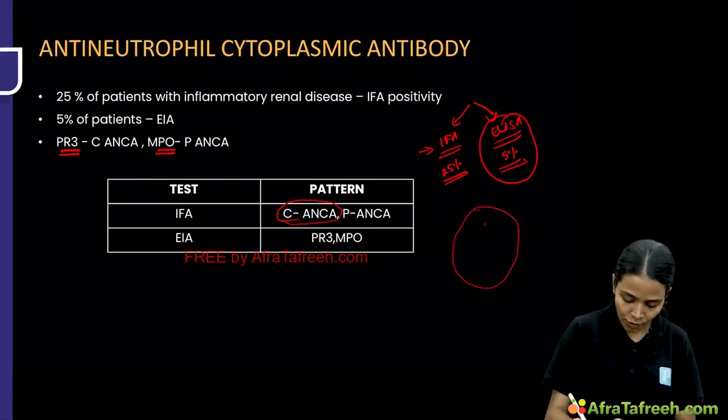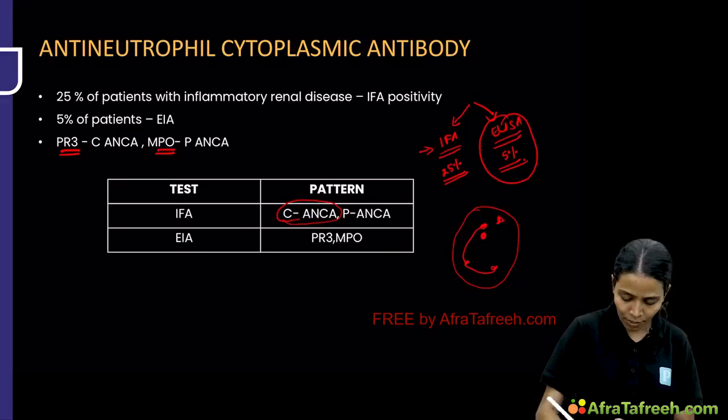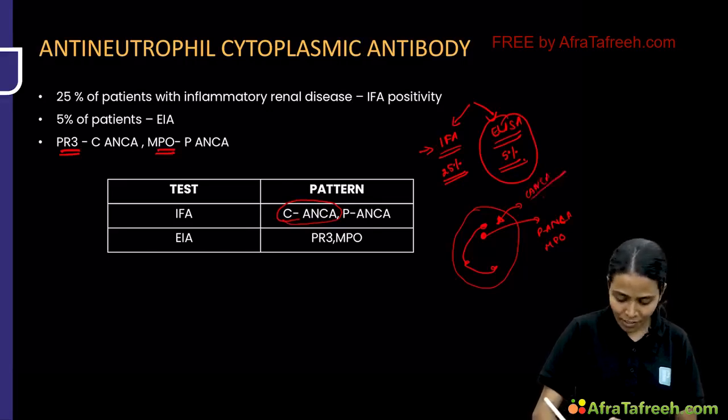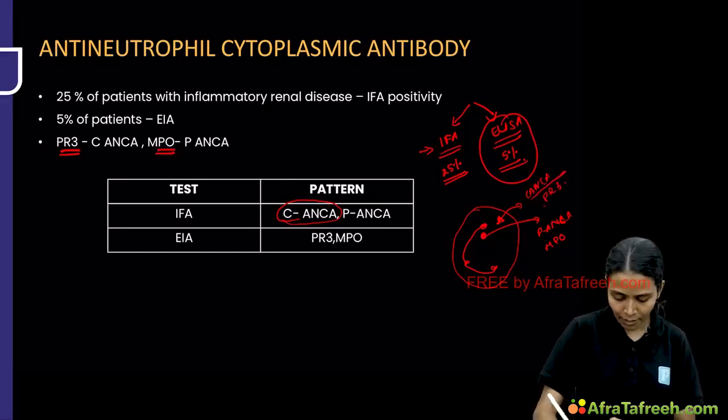So if this is the neutrophil, this is the lobule. If you see it in the perinuclear area or in the cytoplasmic area: if it's in the perinuclear area, you call it P ANCA, which is nothing but MPO, right? If it is in the cytoplasm, you call it C ANCA, which is mostly nothing but PR3.